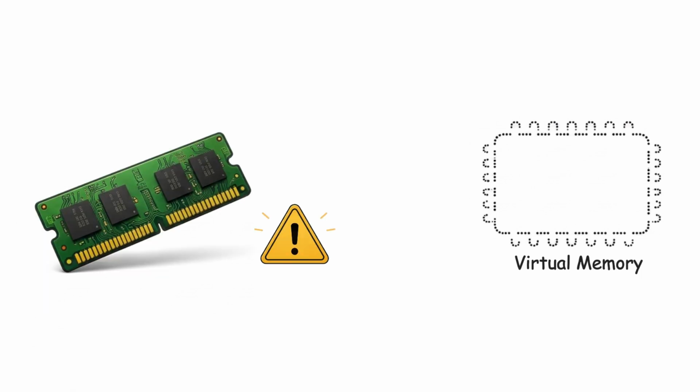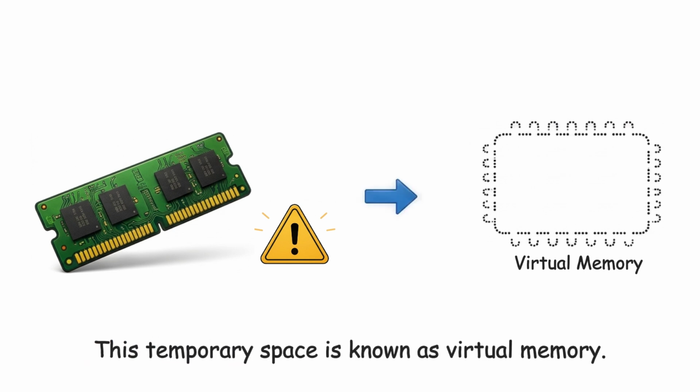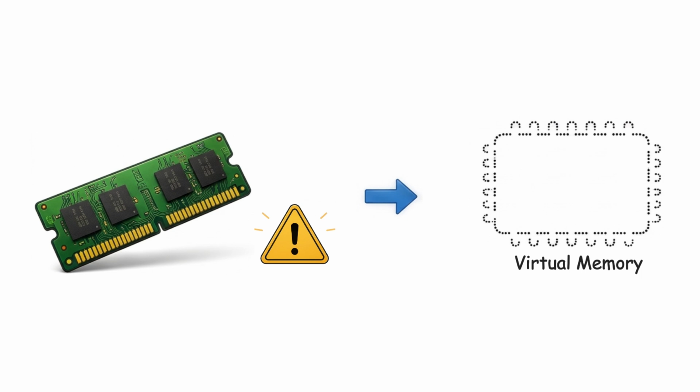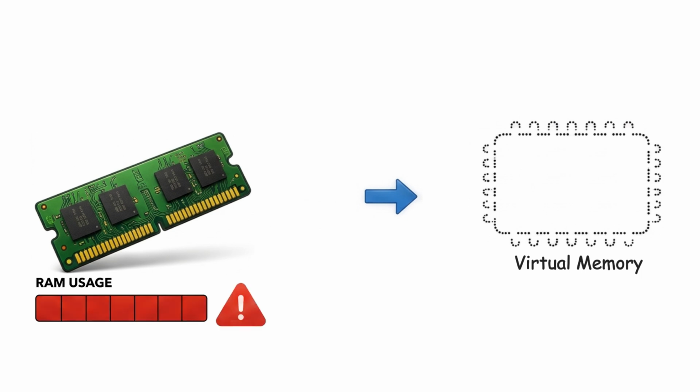Next is a type of memory that isn't actually a physical memory chip. It's called virtual memory. When your computer begins running low on RAM, the operating system creates additional working space by using part of your storage drive. This temporary space is known as virtual memory. It helps keep programs running, even when physical RAM is nearly full.